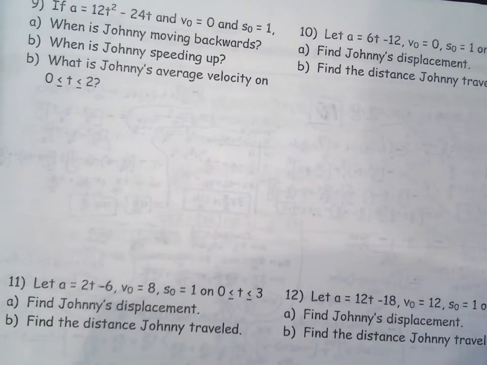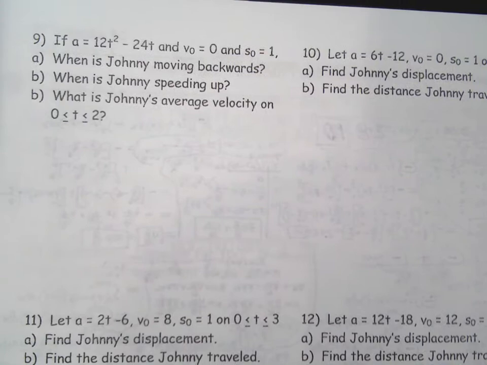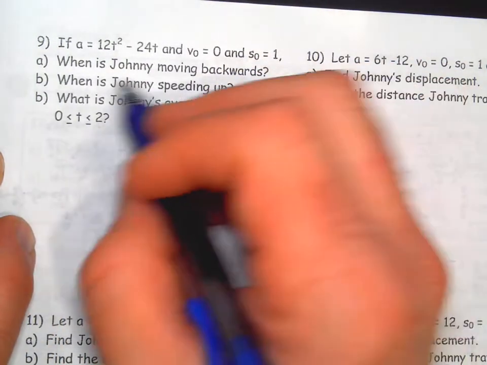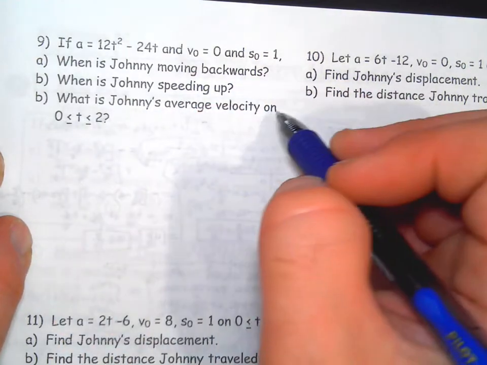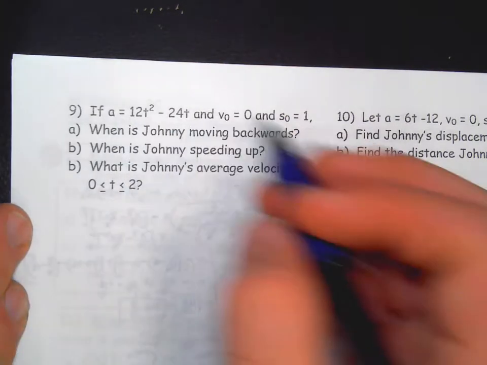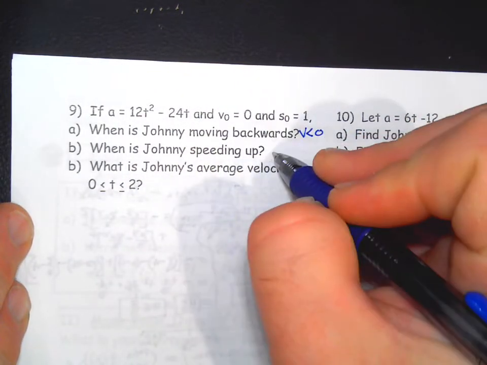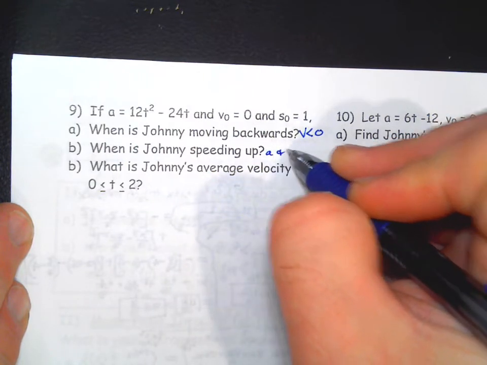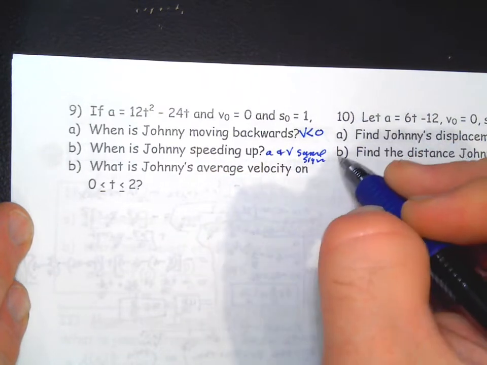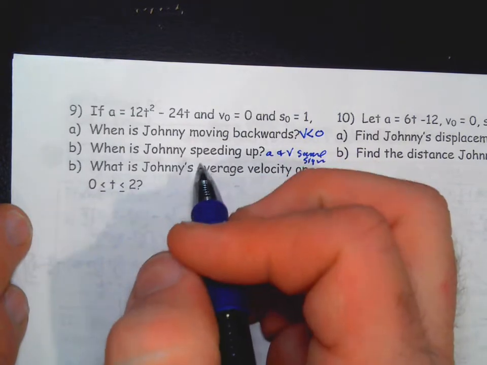Got a few more of these problems. So we have acceleration, initial velocity, initial position. When is Johnny moving backwards? When is Johnny speeding up? What is Johnny's average velocity? So I think we need to, moving backwards would be negative velocity. Speeding up would be acceleration and velocity have the same sign, right? And average velocity would just be mean value theorem for derivatives. It would be the easiest way to do that.